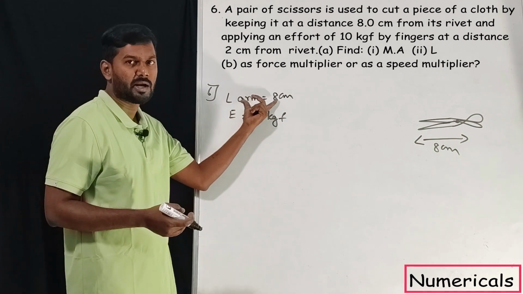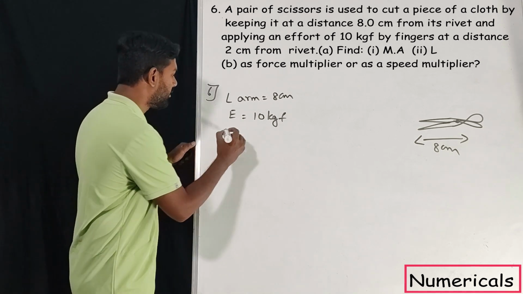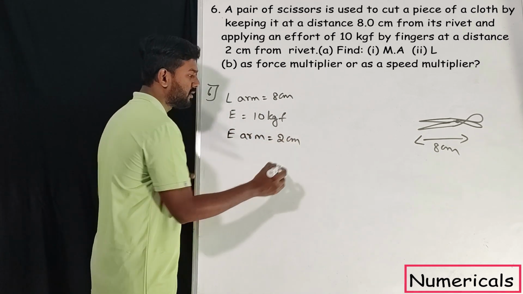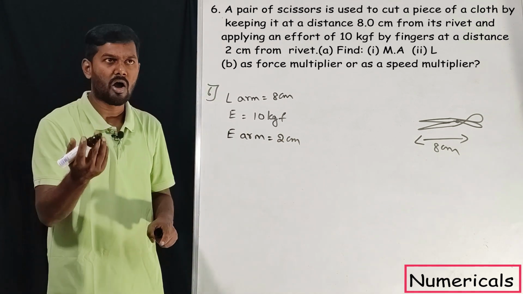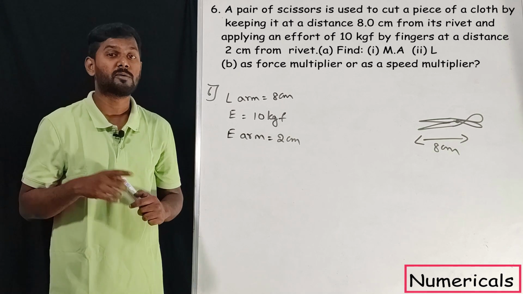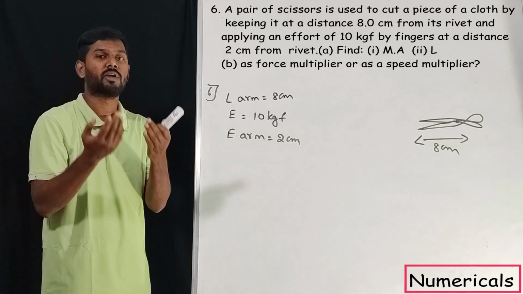See, load arm we got as 8 cm. The other remaining thing is the effort arm. Effort arm will be equal to 2 cm. You can understand in this way, or see, effort is applied by your fingers. Okay, that means effort arm, correct? So, all these data are given. We'll see what we are going to find.